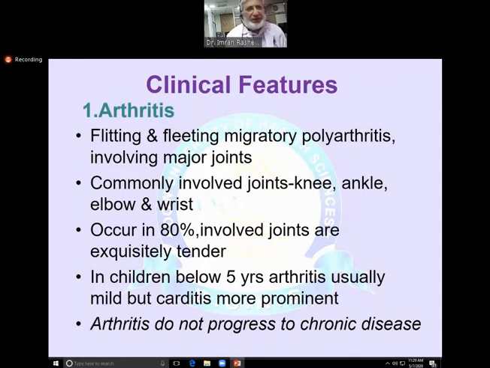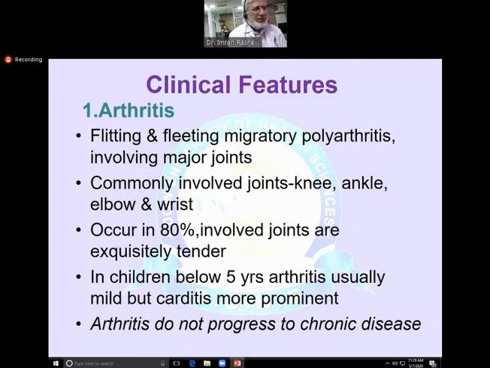Now the clinical features. Arthritis is the first clinical feature. It's a flitting and fleeting migratory polyarthritis involving major joints.